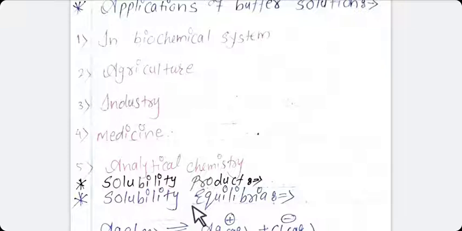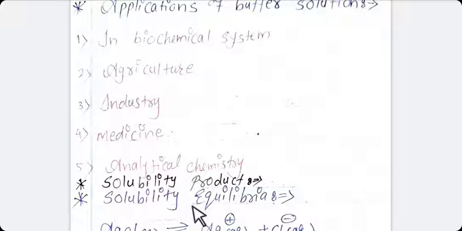For solubility equilibria, we confine our attention to sparingly soluble compounds. What do you mean by sparingly soluble compound? It means the compound which dissolves slightly in water. So in solubility product we have to study solubility equilibria, and in solubility equilibria we have to study the sparingly soluble compounds, meaning the compounds that dissolve only slightly in water.